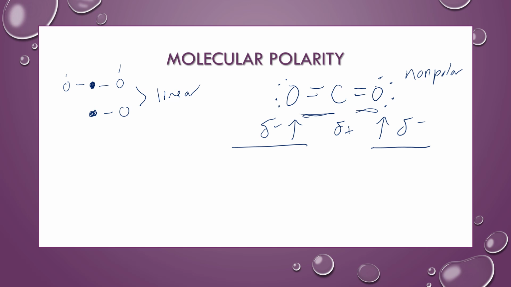Well, let's look at another example. Let's say I have something like HCN, also linear.